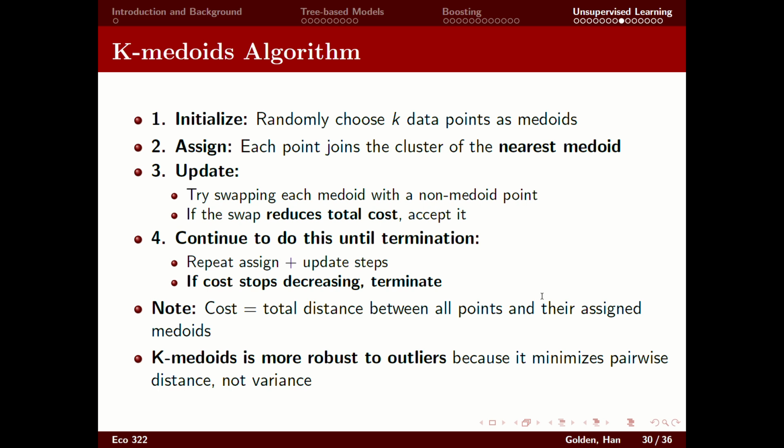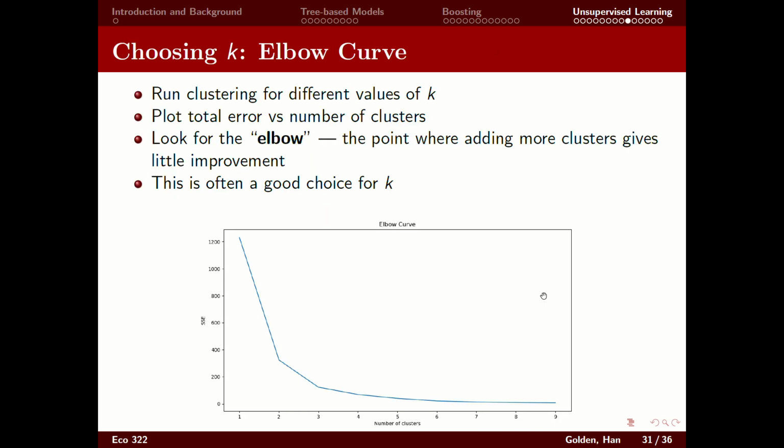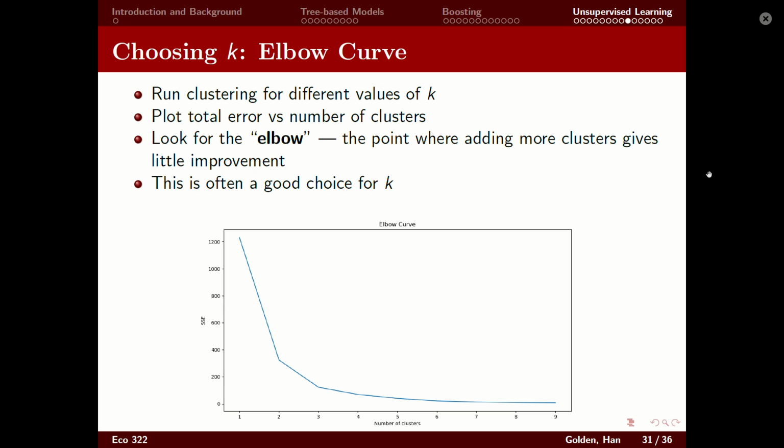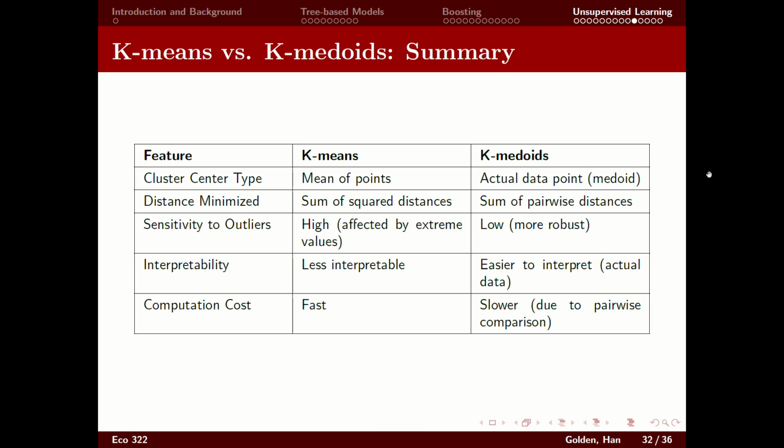Cost is the total distance between all points and their assigned medoids, and it's more robust to outliers because it minimizes pairwise distance, not variance. You can choose the number k by running clustering for different values and looking for the elbow, basically the point where you stop getting improvement from additional clusters. You can't just increase k, because if you increase k to the size of your data set, you'll end up with 0 error. Which might sound good, but you don't learn anything from that.